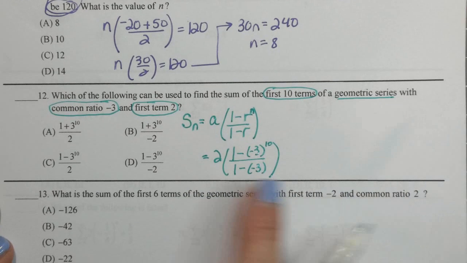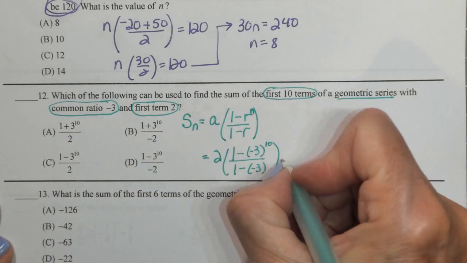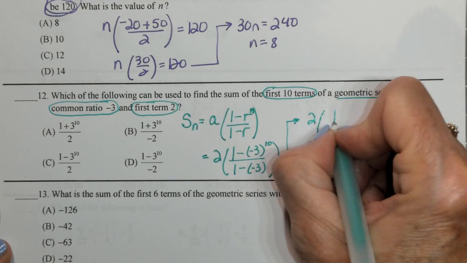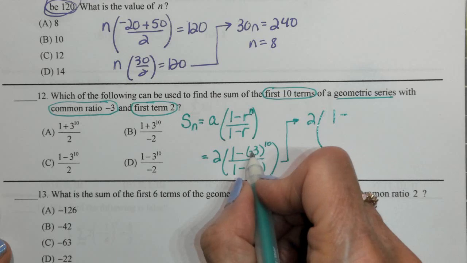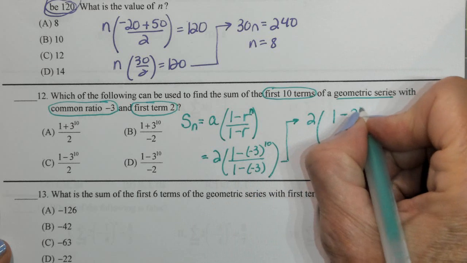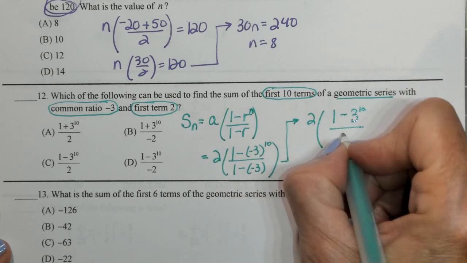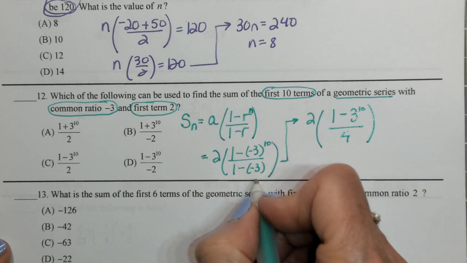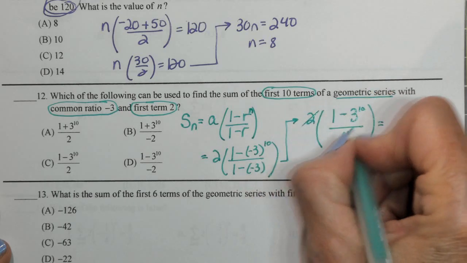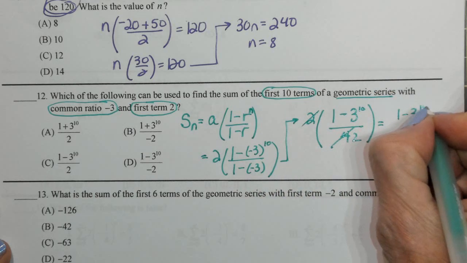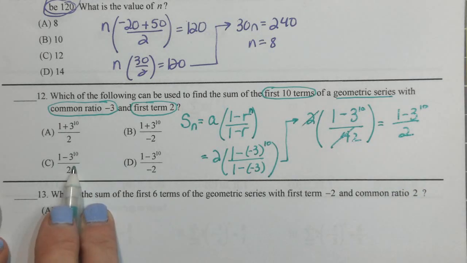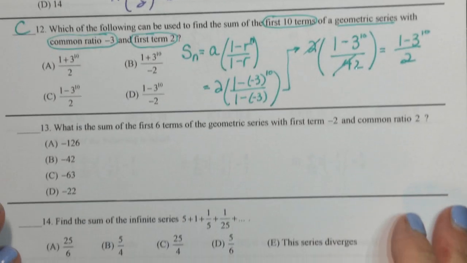So I know that's the formula. Apparently it simplifies to one of these. So let's clean it up. We'll have 2 times 1 minus, if I raise a negative to the 10th power, it's just a positive. So this will just be 3 to the 10th divided by 4. 1 minus a negative 3 is 4. So we can reduce these, and we get 1 minus 3 to the 10th over 2. 1 minus 3 to the 10th over 2 is C. Be careful choosing those answers.